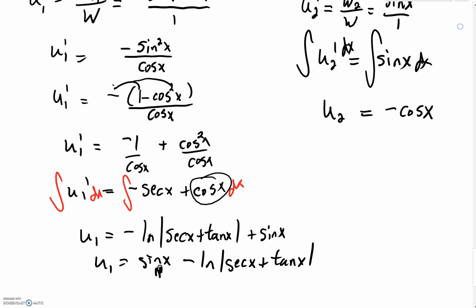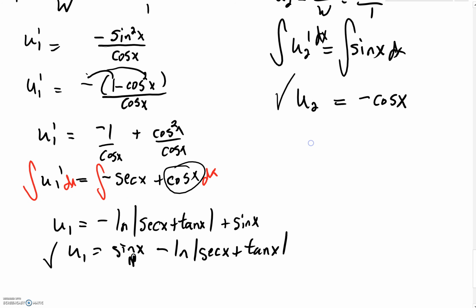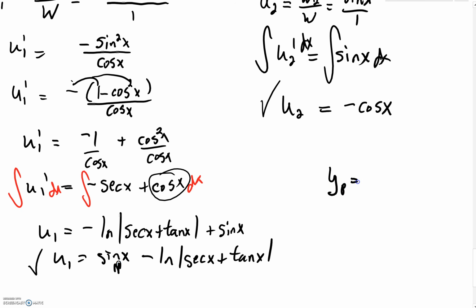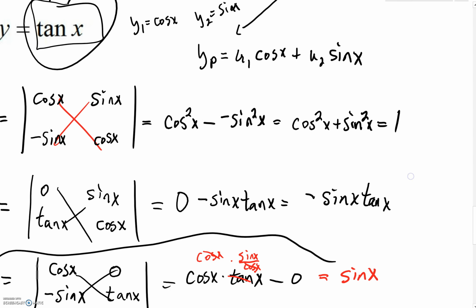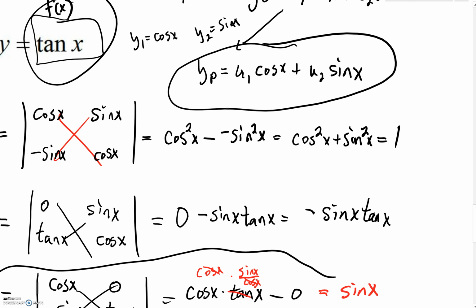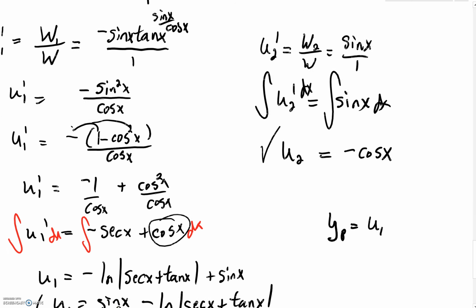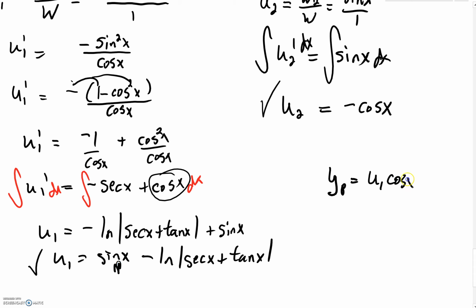So we have our u sub 1, we've got our u sub 2. Where are we going with this? Well, we're going to go back to what we started with. We found this setup earlier with the particular solution, that y sub p was u sub 1 cosine of x plus u sub 2 sine of x. And we're going to just work that out, and then we'll know our particular solution.